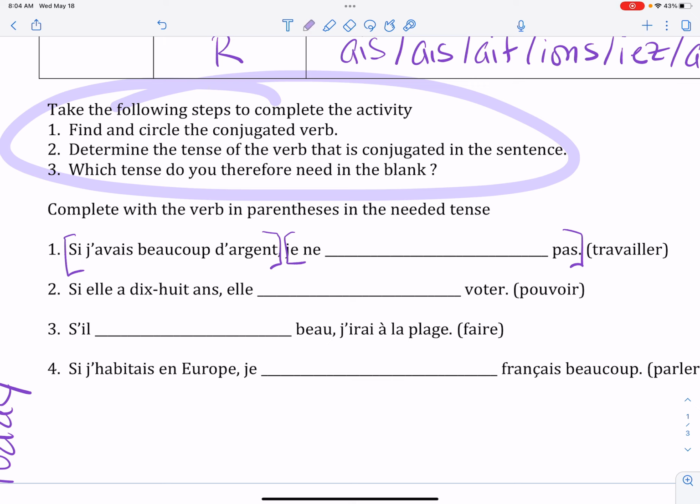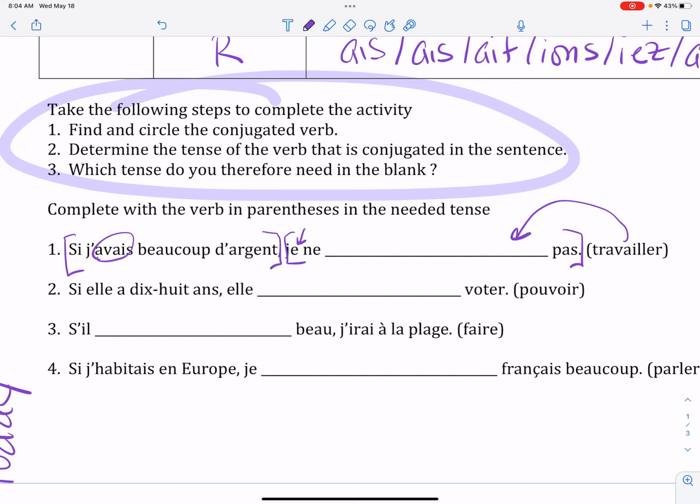We're going to circle the verb. So avais is the conjugated verb. In the second clause, we have je as a subject, and travailler, the verb, is going to go there. So we're going to conjugate travailler into that blank. So we've got a subject and a verb, je, avais, and then a subject and verb, je, and then the conjugation of travailler. So we did step number 1. We found the conjugated verb, avais.